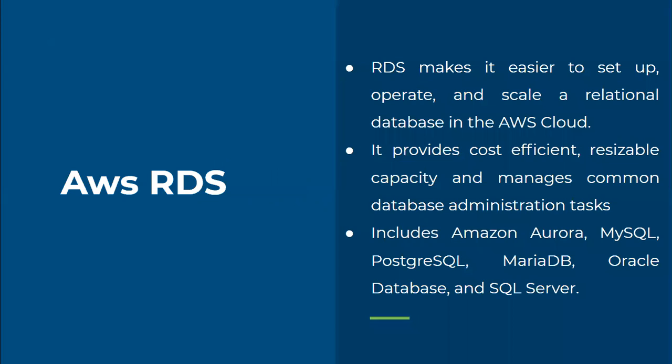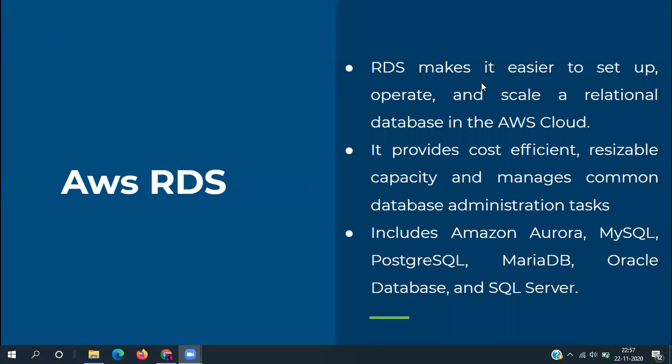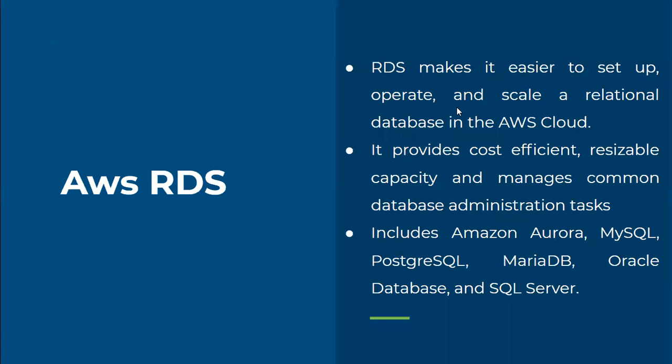Okay. So relational database is the most important thing in any project. Amazon RDS, the Relational Database Service, is a web service provided by Amazon that makes it easier to set up, operate, and scale a relational database in the AWS cloud. It actually provides cost efficient, resizable capacity and manages common database administration tasks.